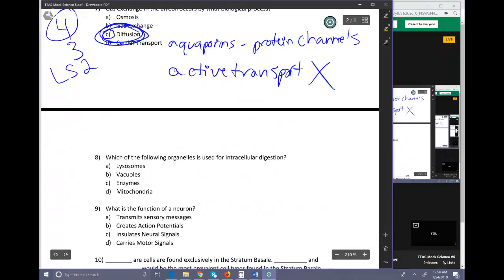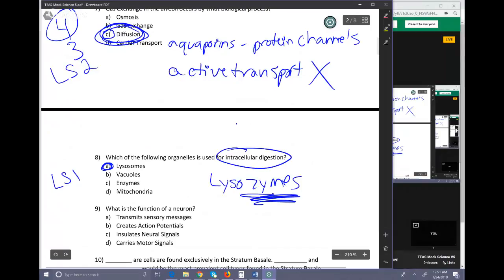Number 8, which of the following organelles is used for intracellular digestion? Intracellular digestion or cellular waste consumption is lysosomes. That's Life Science 1. Be very careful because there's also something called lysozymes. Zyme is an enzyme. An enzyme is not a cellular part. It's an enzyme, which is a much, much bigger thing than a cell. So lysosomes are responsible for intracellular digestion.